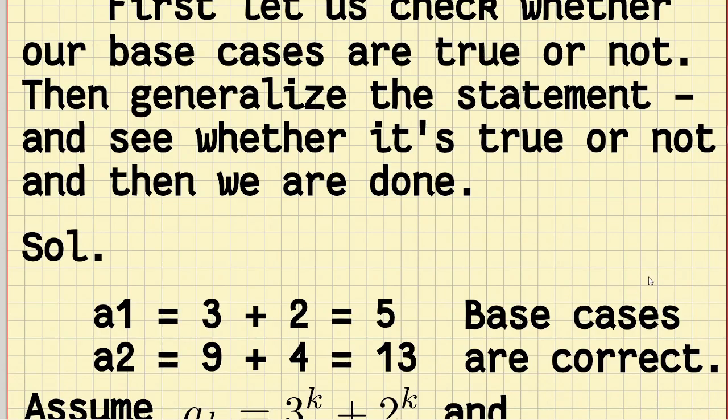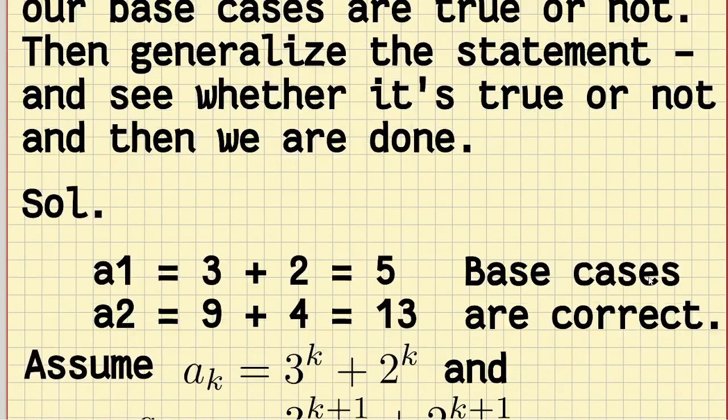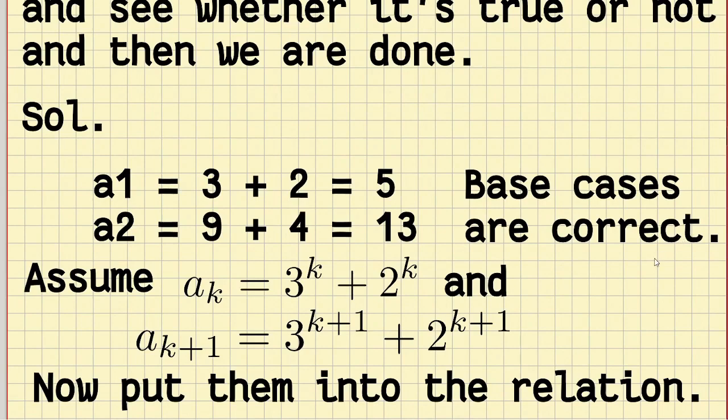And now I am going to do the inductive step, which is to assume a_k is equal to 3^k plus 2^k, and a_(k+1) is equal to 3^(k+1) plus 2^(k+1). This might be something which you might feel is new, that I took two base cases. Yes, it's absolutely possible to take two base cases and to prove it. So let's try to put them in the recursive relation.